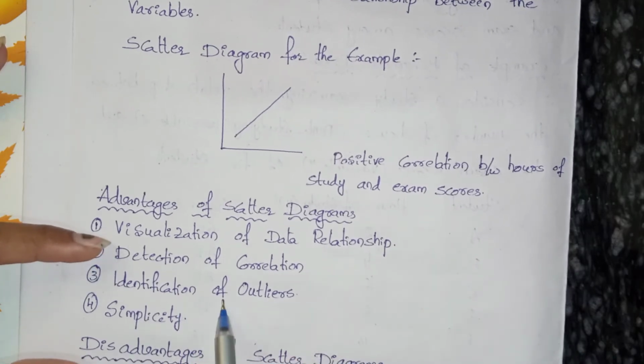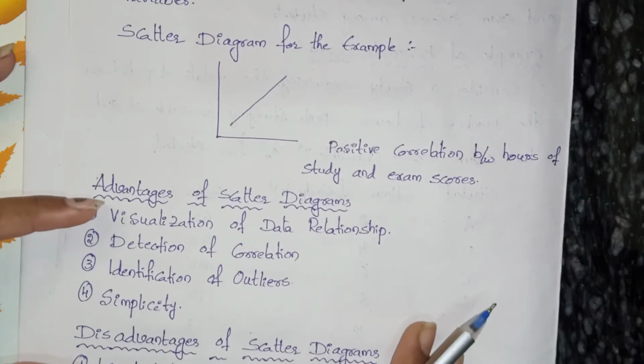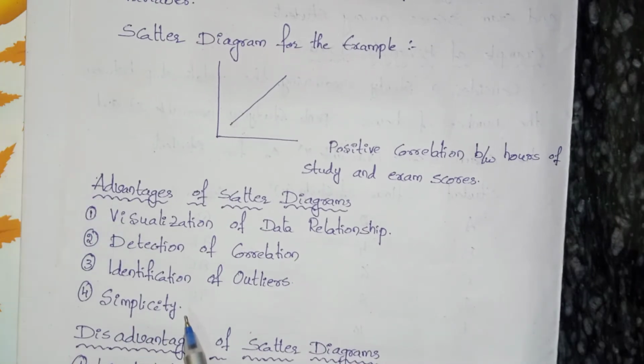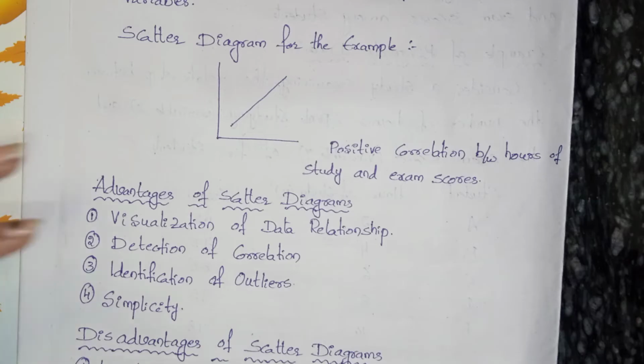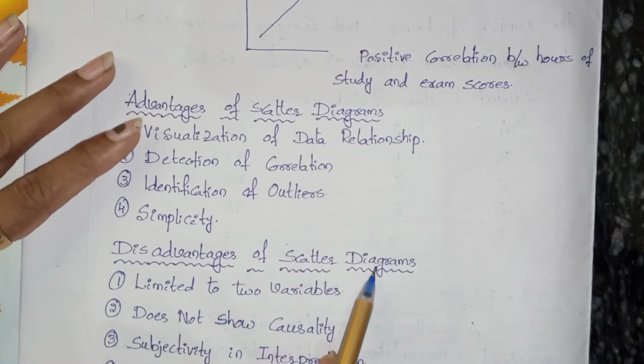Okay, next, identification of outliers. Identification of outliers in the sense what? We can observe which values stand apart from the data set. Okay, next, simplicity. Simplicity is nothing but it is easy to draw and easy to understand. So that's why it is called simplicity. Next is the disadvantages of the scatter diagram.